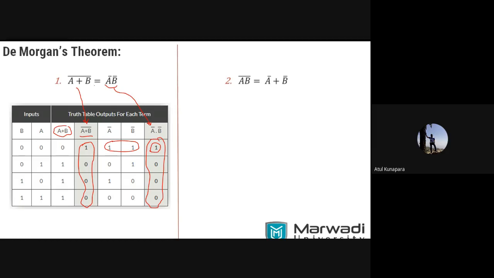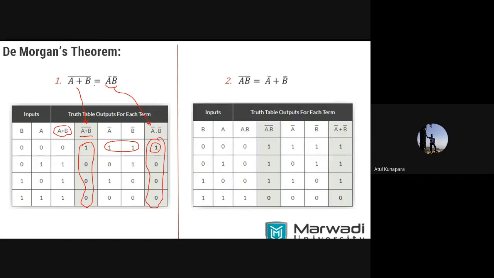Similarly, you can have the proof of the second rule of De Morgan, that is (A dot B) bar is equal to A bar plus B bar. In the same manner you can see that (A dot B) bar and A bar plus B bar both come out the same. So here also the De Morgan rule gives you both sides equal. You can apply that in the circuit or in the equation wherever it is required to reduce it to a smaller form.